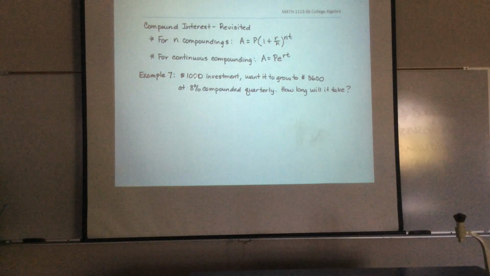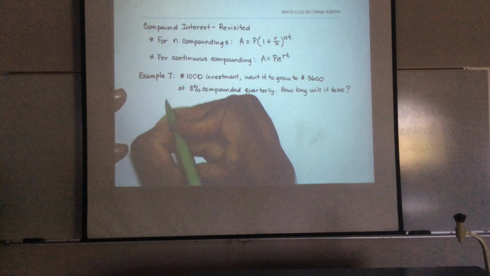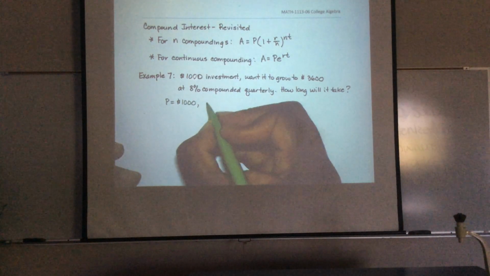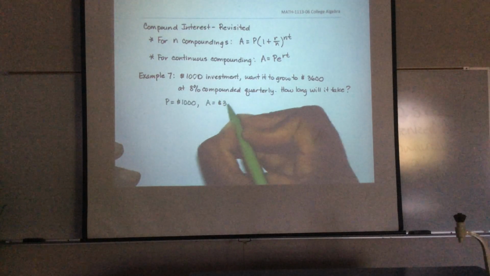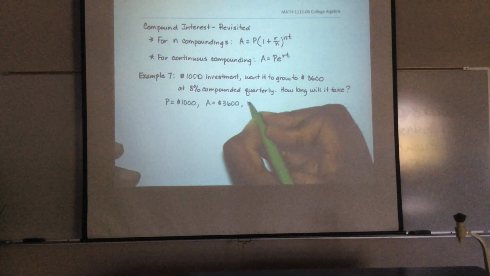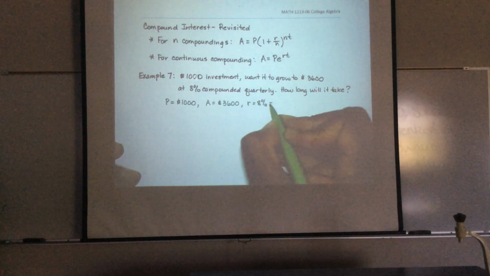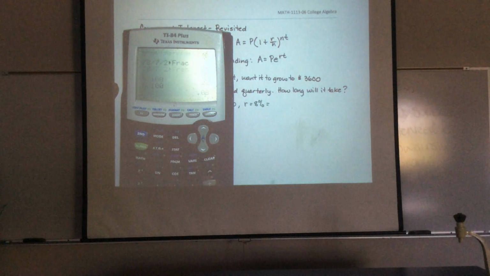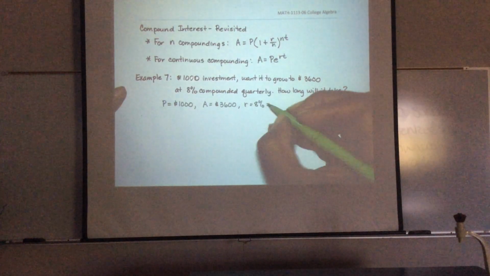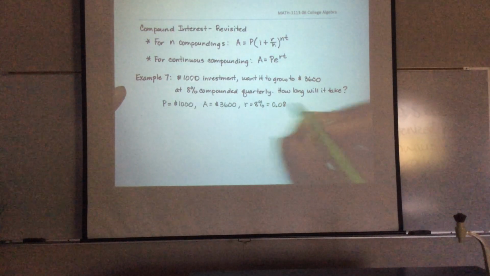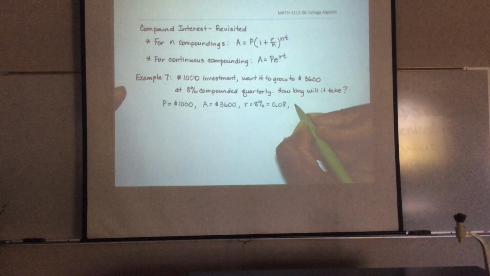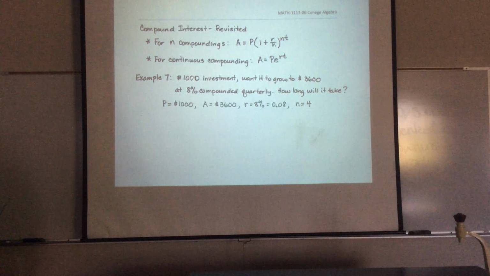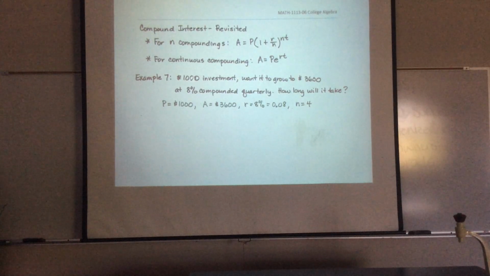All right, let's take a look at what we already got. We have a $1,000 investment, so your P is going to be $1,000. And we want the amount to be $3,600, that's your A. And the interest rate is 8%. Now, 8% as a decimal, if you don't know, you can do 8 divided by 100, that will give you the decimal form of that interest rate, 0.08. And it's compounded quarterly. That means there are 4 compoundings in a single year. So your n is going to be equal to 4.